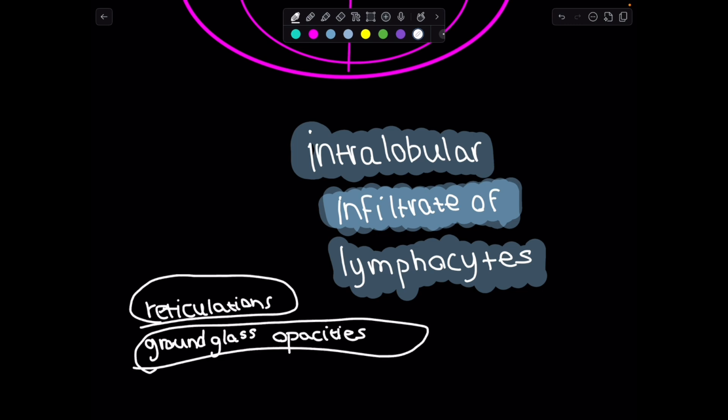So ground glass opacities means there's a lot of lymphocytes there.